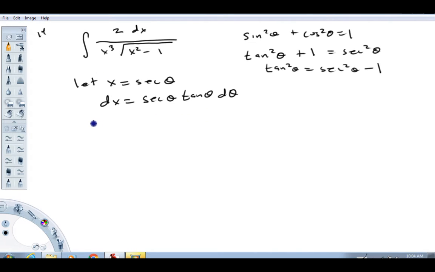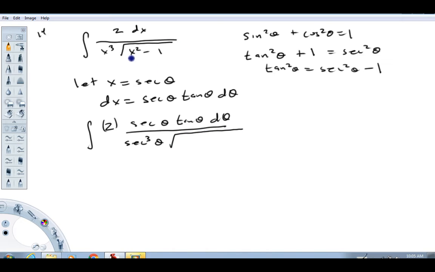So then we're going to have the integral of 2 times dx, which is secant theta tan theta d theta, over x cubed. We've got to get that taken into account, so that's going to be secant cubed theta times the square root of secant squared minus 1, equals. So now I've just made my substitution, calculated my dx, and substituted those values in, being very cautious. While I'm at it, this 2, I'm going to go ahead and bring that out in front of the integral.